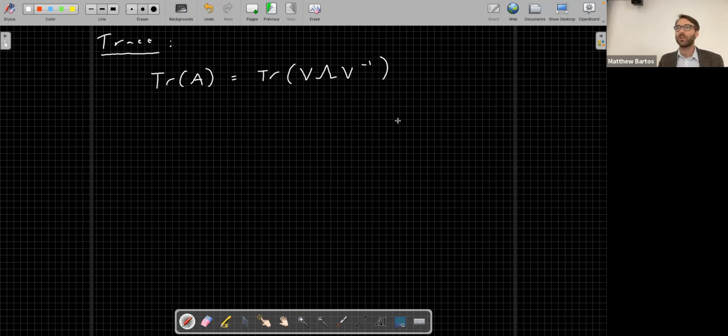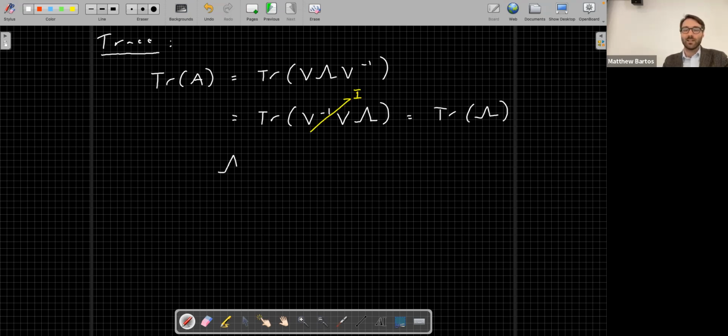Now, there's another important property of the trace that I gave you. The trace is invariant under what? Cyclic permutations. So let's go ahead and cycle this by one. And we get that the trace of V inverse V lambda is equal to our original expression, the trace of A. What happens to these two terms here? Becomes the identity matrix. And we get that the trace of A is equal to the trace of lambda, where lambda is our diagonal matrix of eigenvalues.